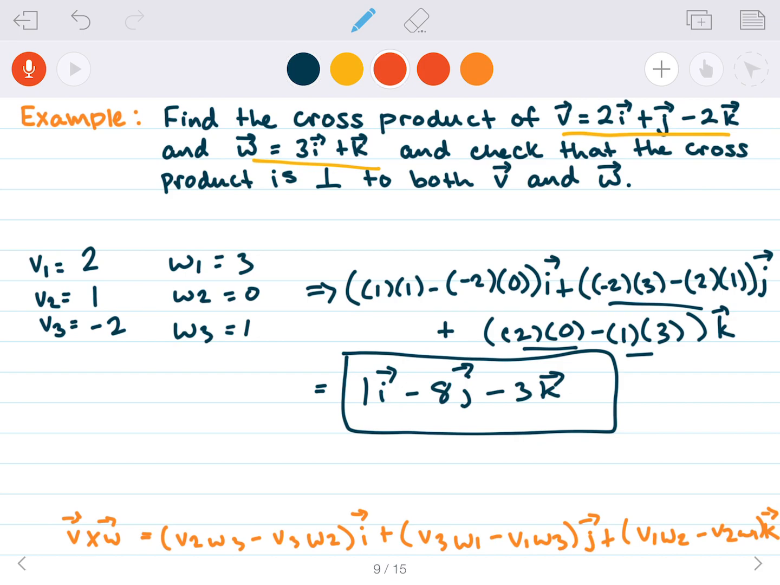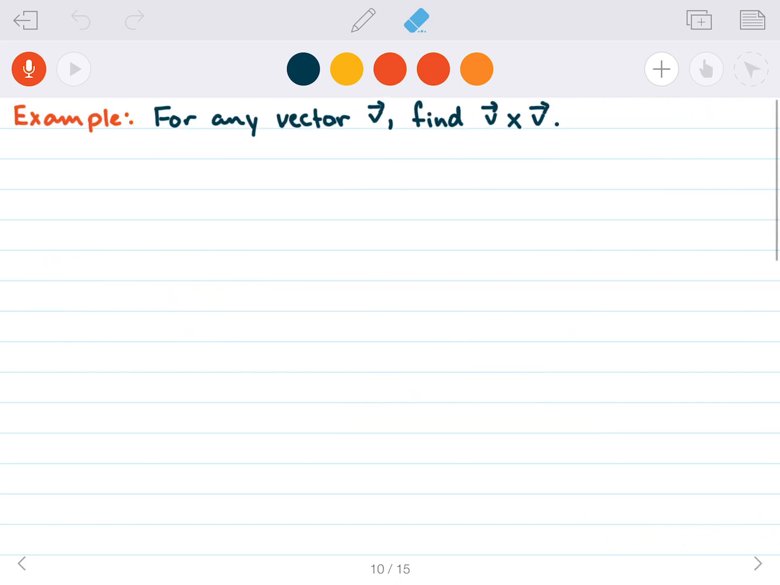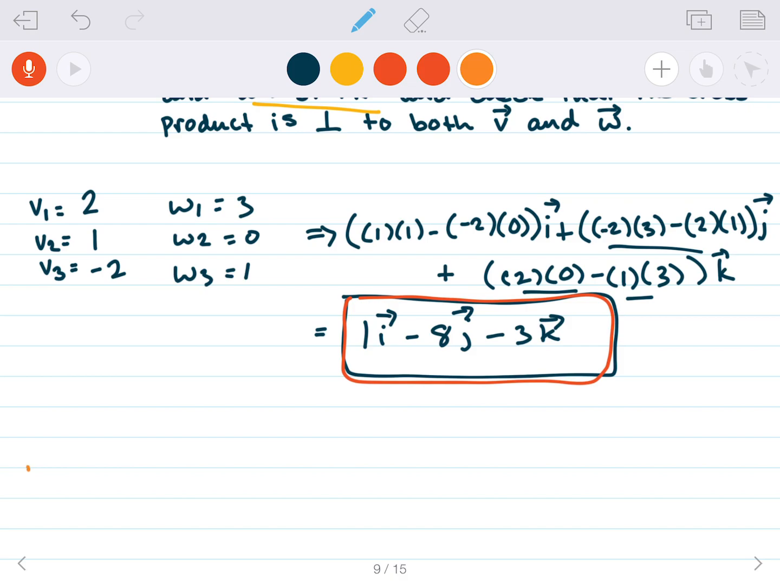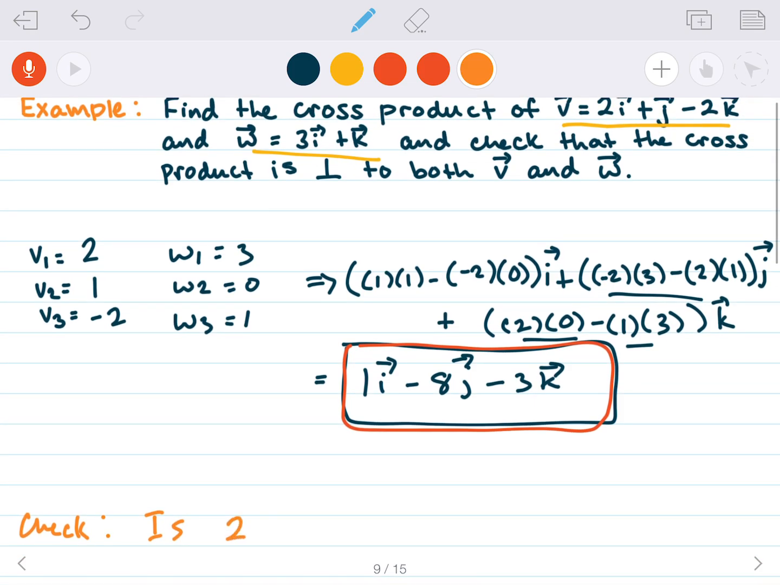And again, this guy is supposed to be perpendicular to both v and w. So let's check that. Now remember, from last time, two vectors are perpendicular to each other if and only if their dot product is 0. So we need to use the dot product this time to check that they're perpendicular. So the first question we want to check is: v, which was 2i plus j minus 2k, is that perpendicular to the vector we found?